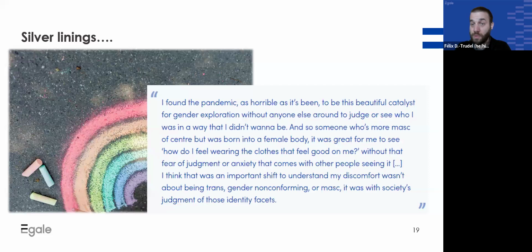And so someone who's more masc-centered but was born into a female body, it was great for me to see how do I feel wearing the clothes that feel good on me without that fear of judgment or anxiety that comes with other people seeing it. I think that was an important shift to understand my discomfort wasn't about being trans, gender non-conforming, or masc. It was with society's judgment of those identity facets.